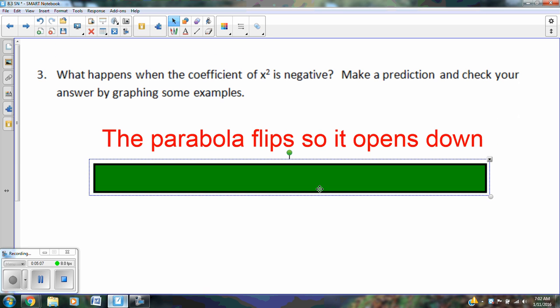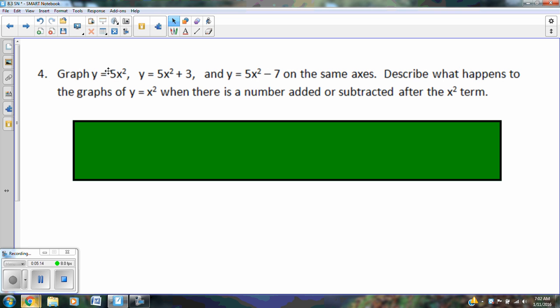Just move that out of the way. The parabola flips, so it opens down. So it did open up before, now it's going to open down.